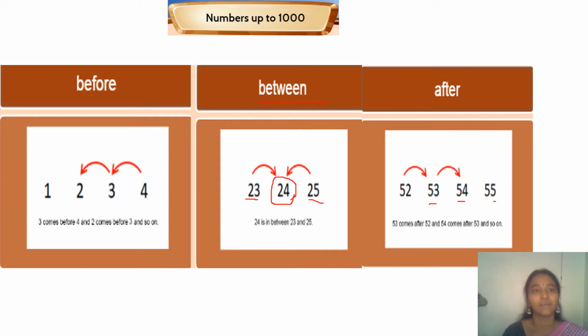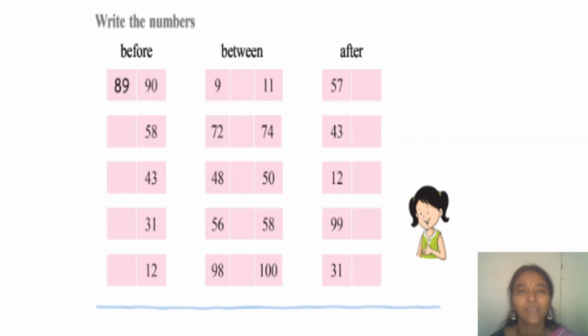Now we will do some exercises on this before, between and after. Before 90, what will come? Count backwards from 90. What will you get? 89. So they have written 89 over here.